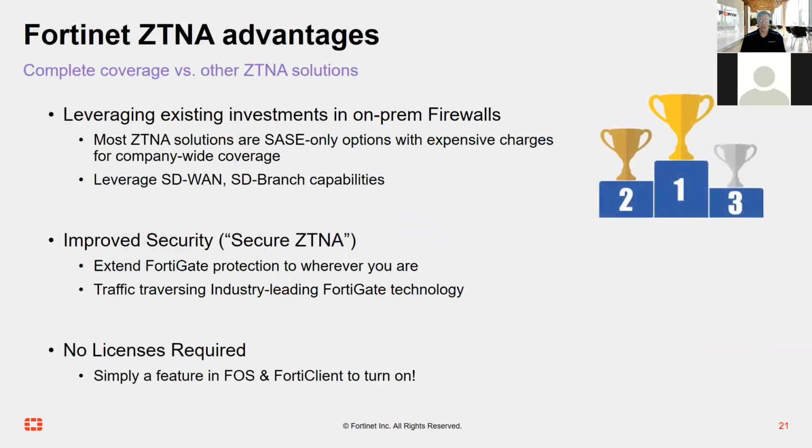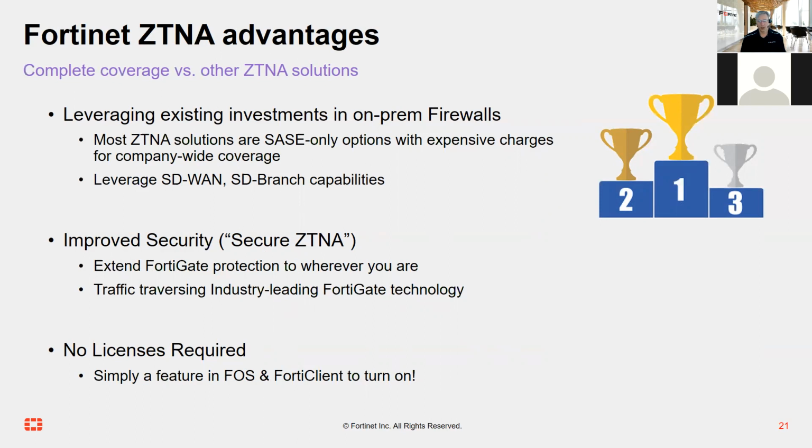Some of the advantages of Fortinet's ZTNA solution is that we are leveraging the on-premise firewalls as part of our solution. This not only enables companies to leverage their existing investments, but our firewalls have a variety of capabilities that companies can still take advantage of, such as the SD-WAN capabilities to maintain those connections to the private and public clouds and maybe remote data centers, as well as SD branch capabilities to managing wiring and wireless networks on premise.